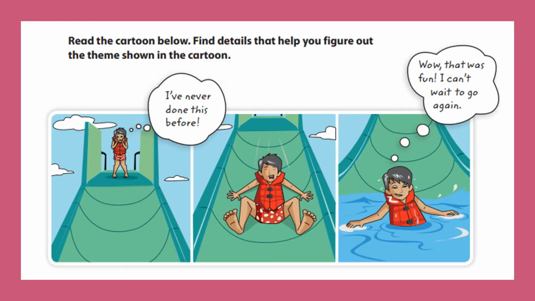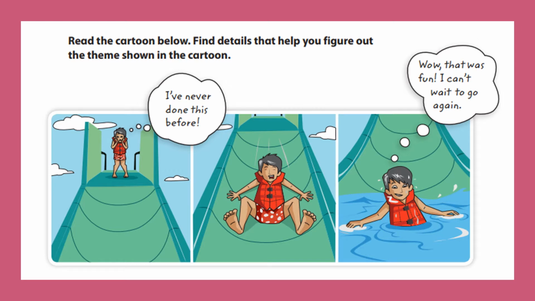The directions at the top say, to read the cartoon below, find details that help you figure out the theme shown in the cartoon. In the first picture, it has a speech bubble that says, I've never done this before. You see that he looks like his hands are on his face, his knees are inward. I would say that's a nervous stance.